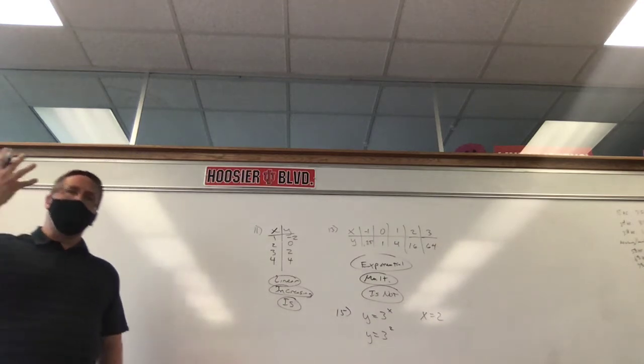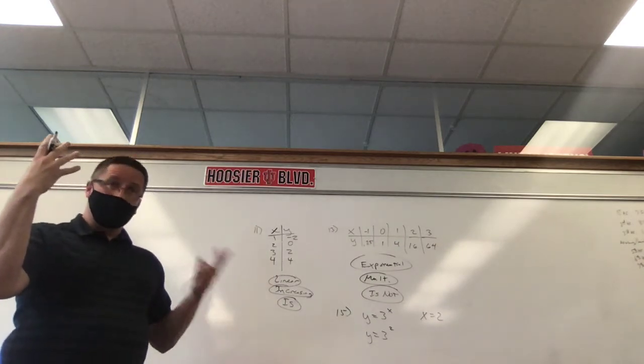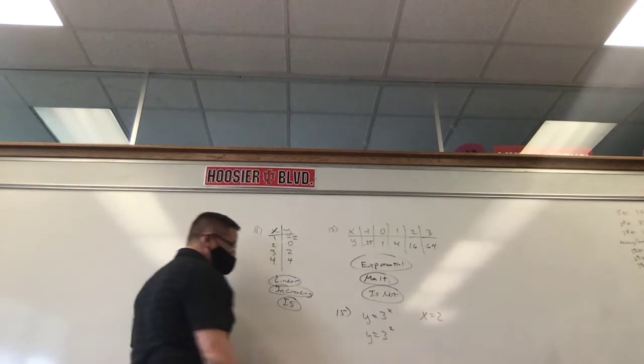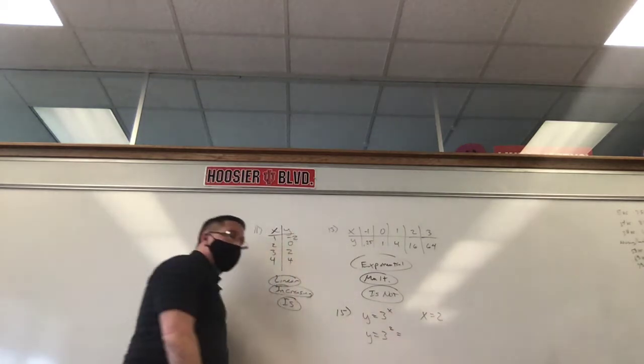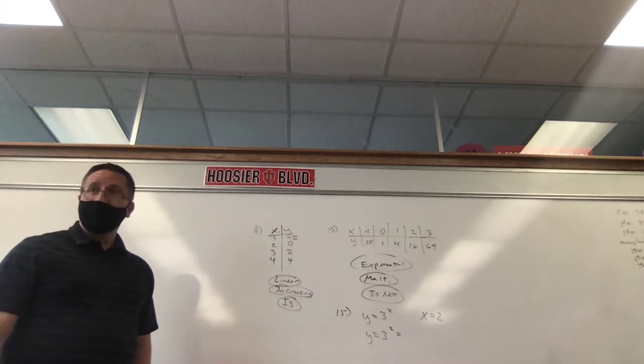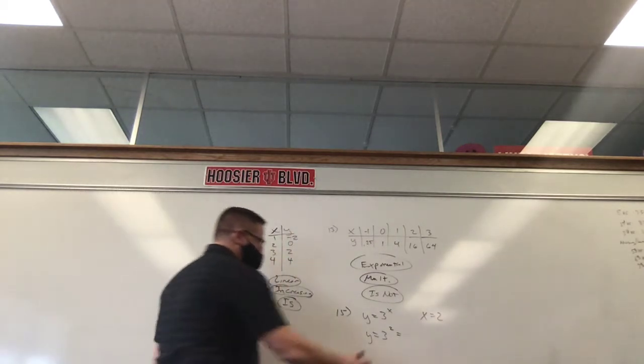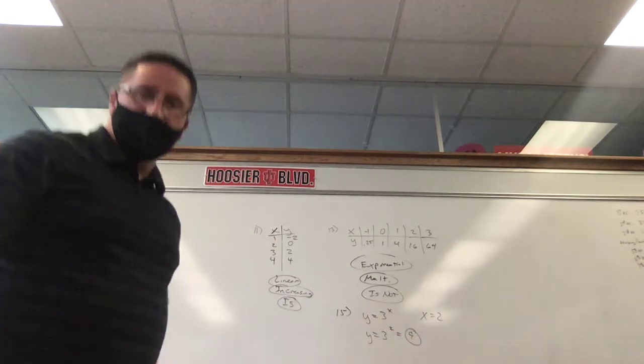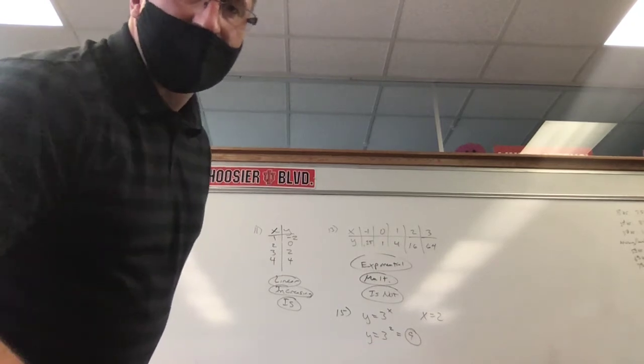What if it was 3 to the 4th? Then it would be 3 times 3 times 3 times 3. Okay? So what is 3 squared? It's not 6. It's 9. 3 times itself, 3 times 3. So the answer is 9. Okay? It's an exponential function. You're just working with it.